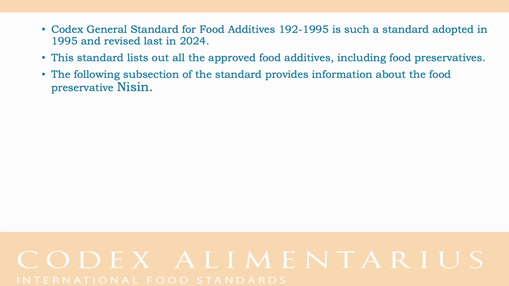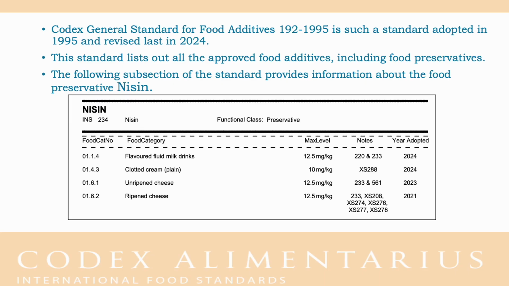Codex General Standard for Food Additives, 192-1995, is such a standard adopted in 1995, and last revised in 2024. This standard lists out all the approved food additives, including food preservatives. The following subsection of the standard provides information about the food preservative nisin. It shows the food category number, category name of food on which nisin can be used, maximum permitted concentration, link to notes which provide additional information, and the year it was adopted. The link provided here will take you to this web page.